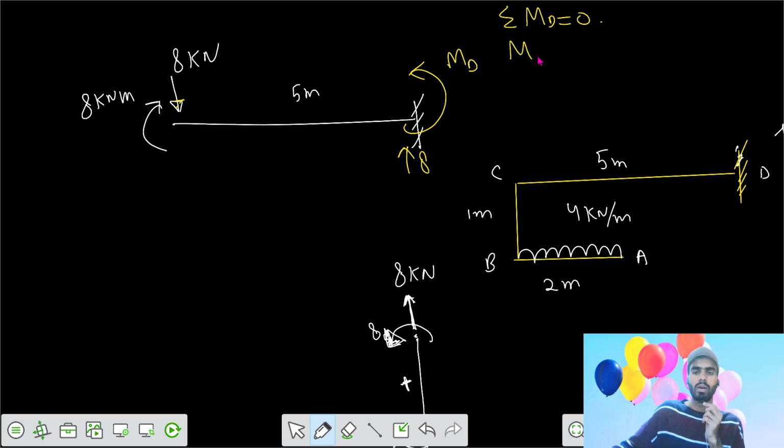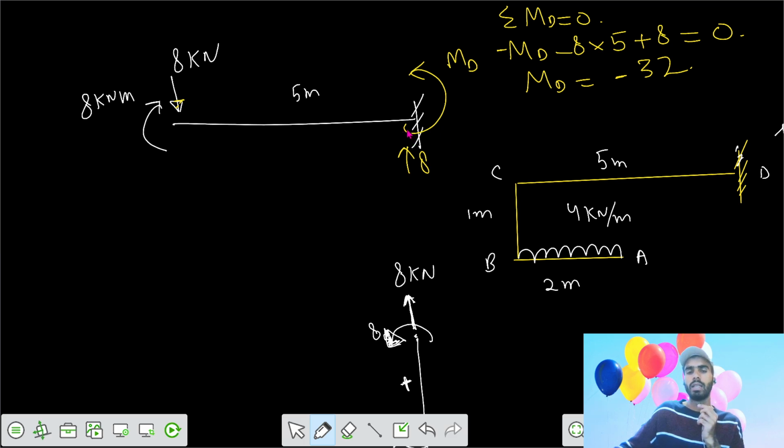We can write minus M_D, the bending moment at D, and we have minus, anticlockwise, 8 into 5 meter. Then we have clockwise moment of 8 kilonewton. That's positive. We can write that moment at D equals negative 32. Negative 32 means clockwise moment. So we got that value of 32.